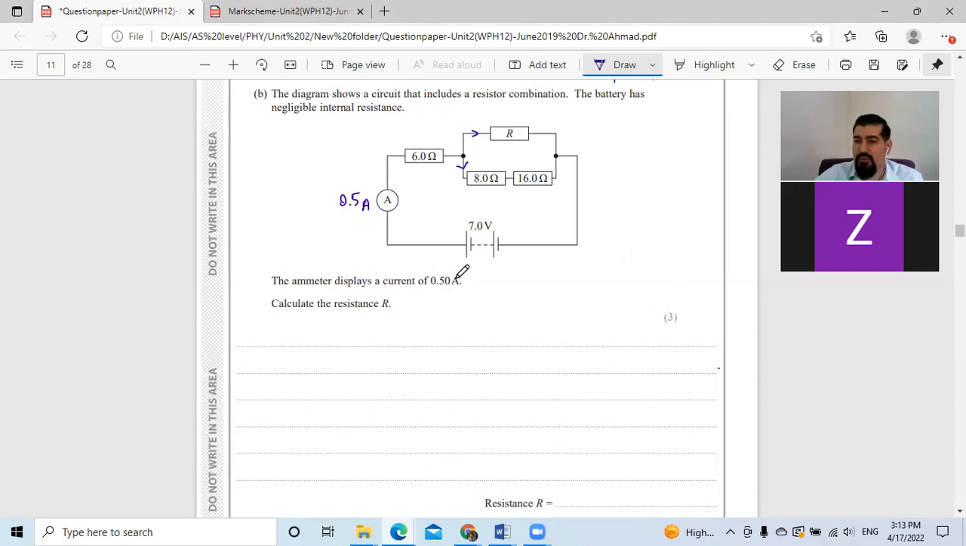Now there are several ways to answer this question: a logical, mathematical, and physics way. You can do whatever you want. Now we know that the combined resistance of the whole circuit can be found by knowing the current, which is 0.5, and the voltage. So the first step, we know that voltage total equals current total multiplied by R total. That means the voltage total, which is 7, equals 0.5 multiplied by R total. And that means the R total will be 14 ohms. This is the first step.